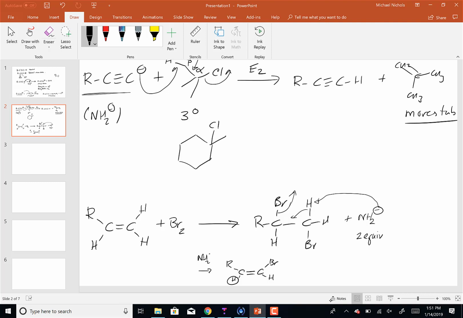So then the second NH2 minus comes in, grabs that hydrogen, the pair of electrons goes there, the bromine gets kicked off, so that now I made my triple bond. And we're going to do more of this on Wednesday. But this is the way to make the triple bond from scratch, is to do a double elimination on what's called a 1,2 dibromo alkane. But where did the 1,2 dibromo alkane come from? Last semester.